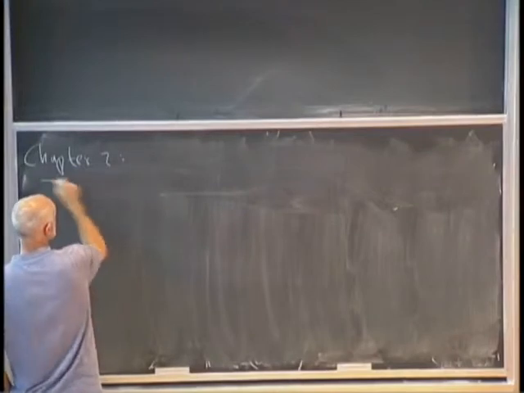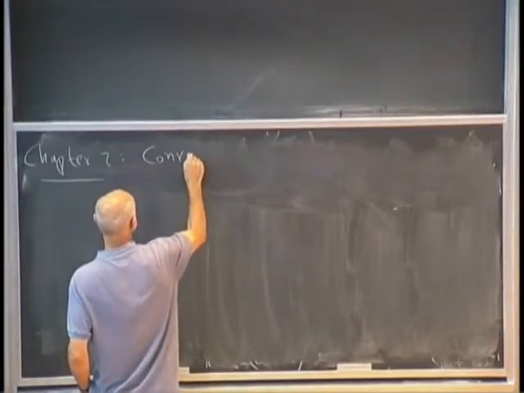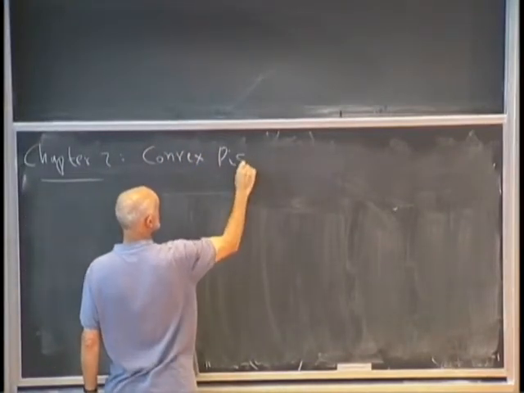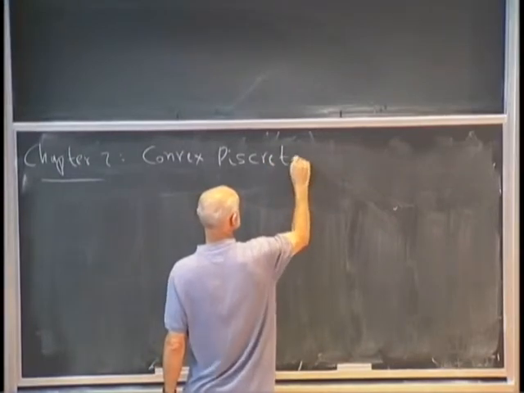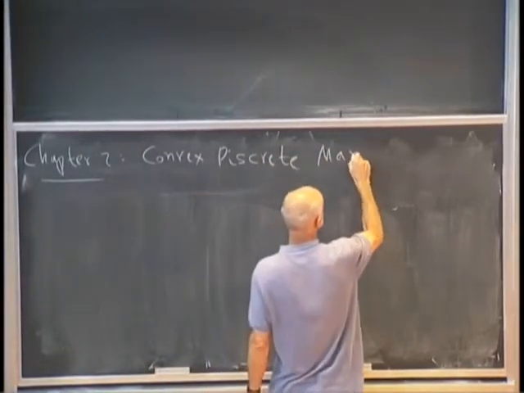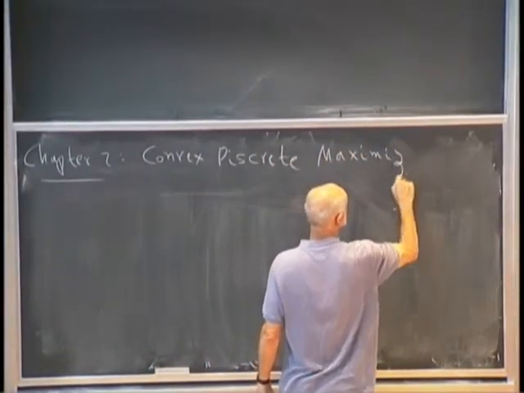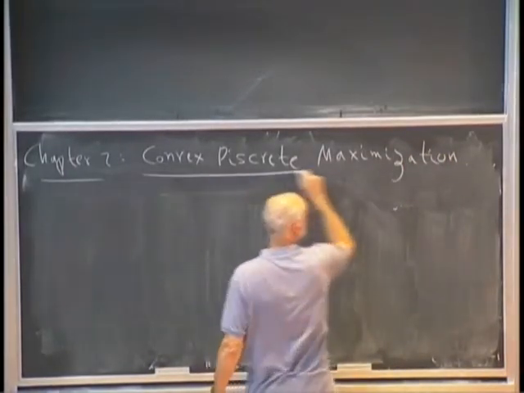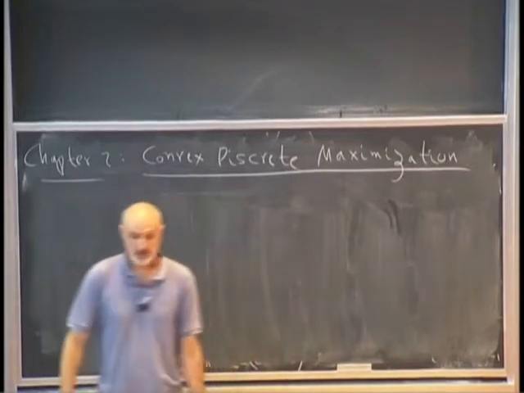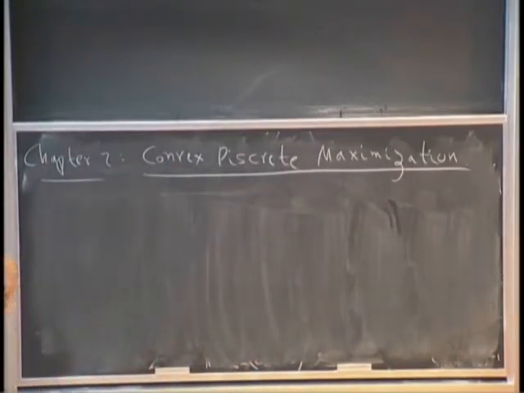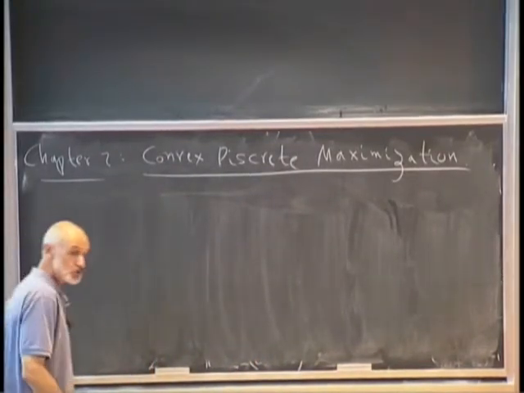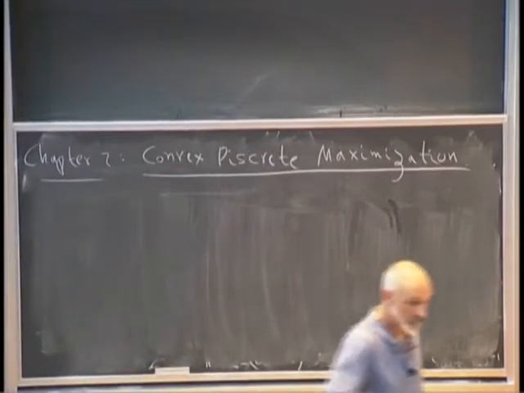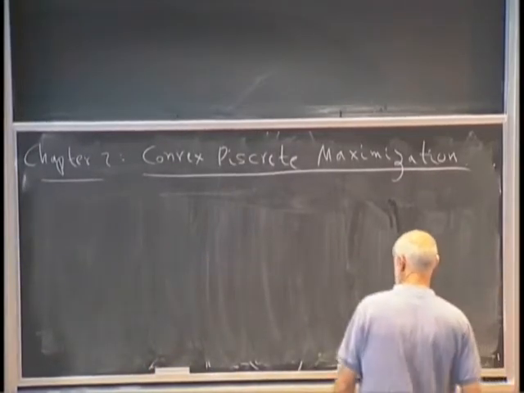Chapter 2, we are going to do convex discrete maximization. I'm going to give just an outline of the main result there. There are other variations, and you can see this in the book.